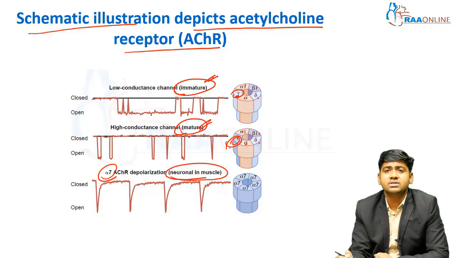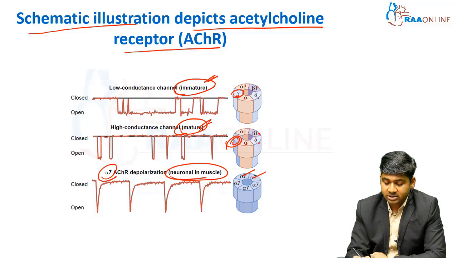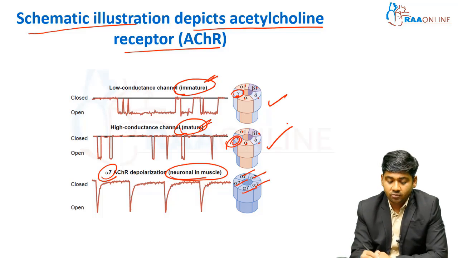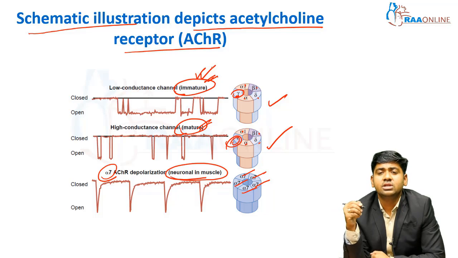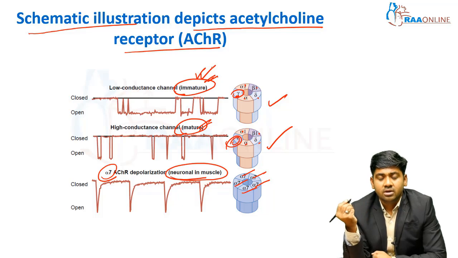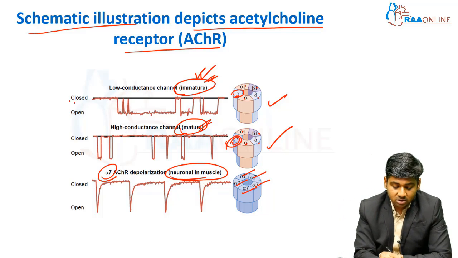Otherwise, in the alpha 7 acetylcholine receptor, all the subunits are alpha 7. So mostly we deal with these two types of receptors. Why is the immature receptor very important for us? Because it releases potassium ions for a longer time, and whenever we induce a patient who has immature acetylcholine receptors, there will be chances of hyperkalemia. Why? See, this is the closed state, this is the open state, this is the closed state, this is the open state.